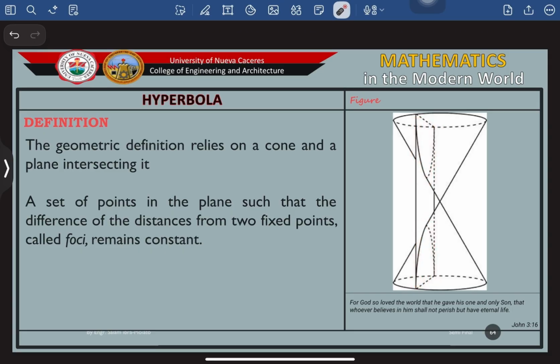So what's its definition? The geometric definition relies on a cone and a plane intersecting it. So ito na po yung plane na nag-intersect dito sa double cone natin. Kaya nabuo niya is the hyperbola. So, a set of points in the plane such that the difference of the distances from two fixed points called foci remains constant.